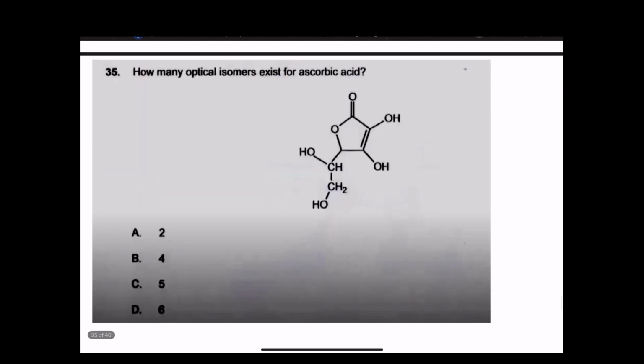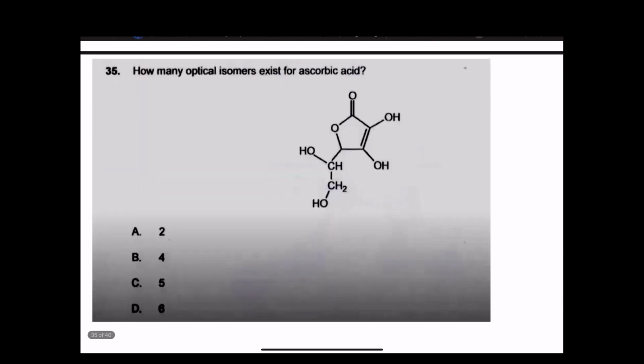Now for the next one here, you have to find out how many optical isomers exist for ascorbic acid. So ascorbic acid is also vitamin C, as you know. So looking for chiral carbons, this carbon is not chiral. This is a chiral carbon. This carbon has 4 different groups. This is a chiral carbon. This carbon is not chiral because it's sp2. This is also not chiral as it's sp2 with a double bond. This is also not chiral as it has a double bond, right?